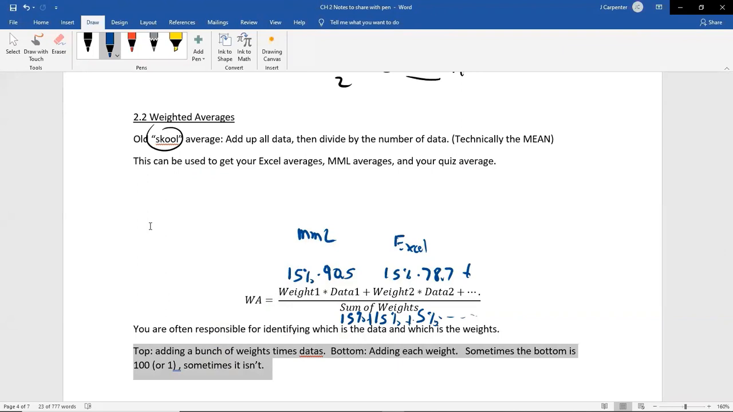But if you're not talking about a grade system, the bottom can be whatever it wants to be. So this is your formula. You have got to memorize this idea, this formula. I will not give this to you on a test. This is a fact of life.